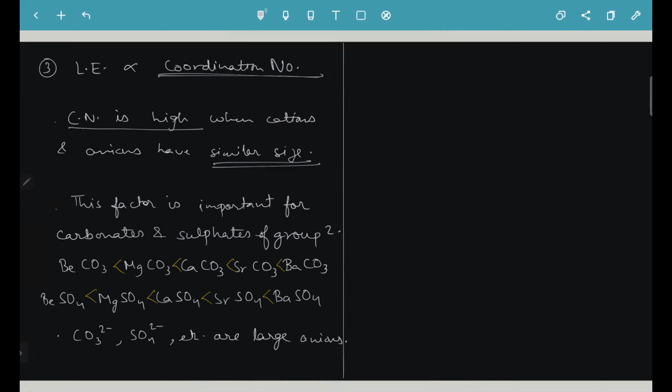Therefore, as size of cation increases down the group, coordination number increases and hence lattice energy increases. ठीक है? अभी के लिए इन दो एग्जांपल्स को छोड़ के बाकी सारे एग्जांपल्स में विल कंपेयर बाय चार्ज एंड साइज. कुछ और एग्जांपल्स देखो.